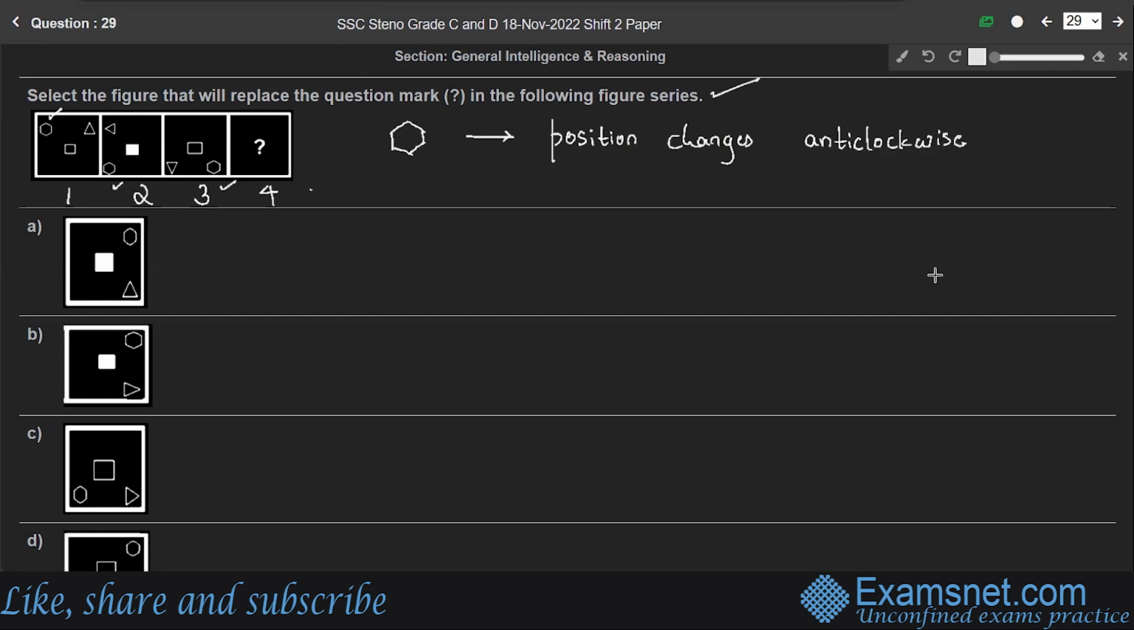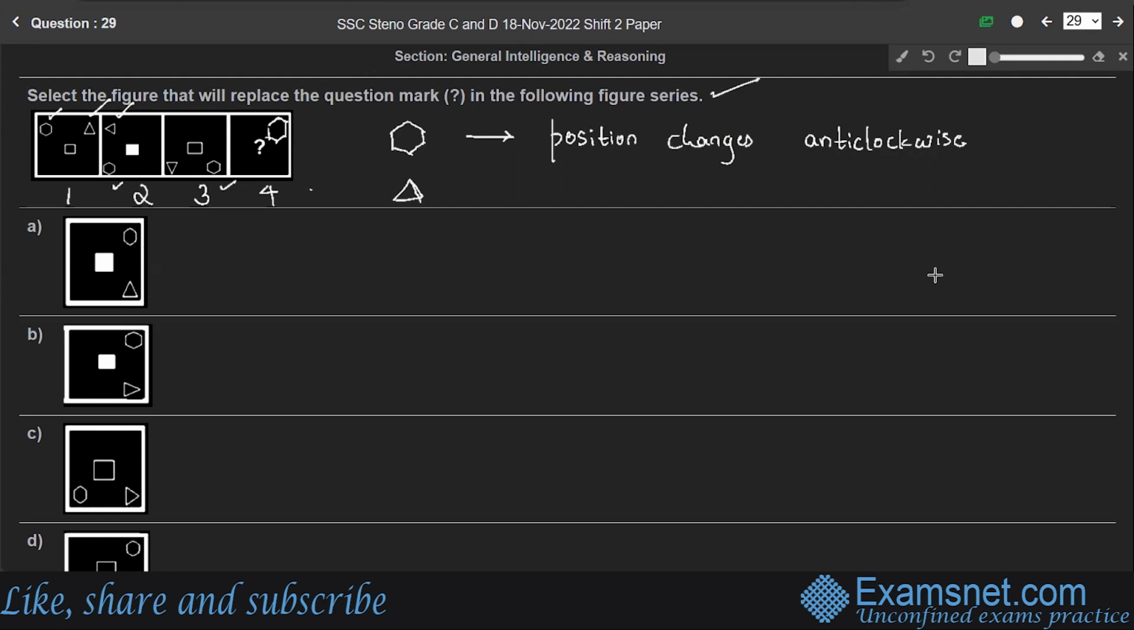Therefore, in the fourth figure, its position has to be the top right corner, right? So we'll consider the position of the hexagon like this. Now let us consider the triangular shape, the triangle, which is facing upwards in the first figure. In the second figure, its position is changed and also its direction.